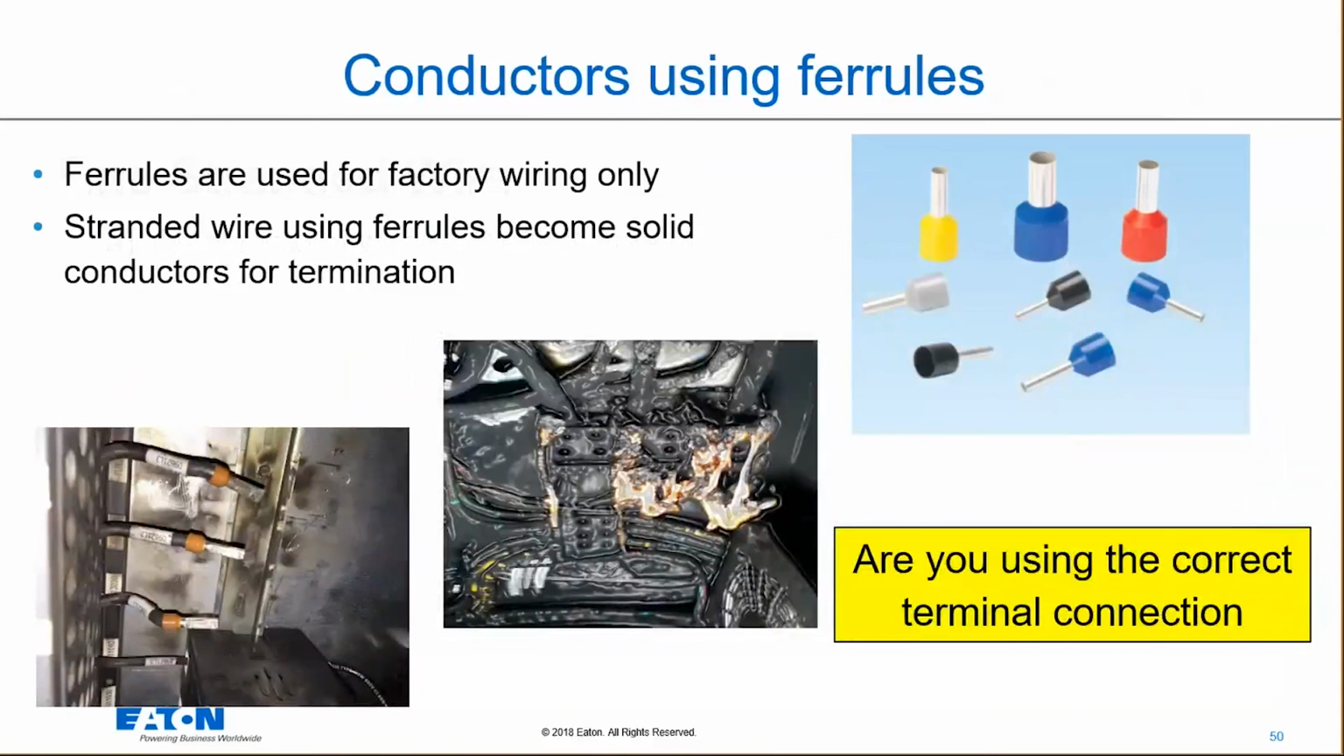Ferrules used for factory wiring only. I just want to make sure that stranded wires using ferrules become solid conductors. So in some cases, if you want to use a fine stranded wire, you can put in a ferrule and use it. But just know that by itself, you can't put a fine stranded wire in there. Once you put a ferrule on it, as long as it's not from the field, right? You can't use ferrules from the field; it's only for internal wiring. We cannot use those for external wiring going out to the field.